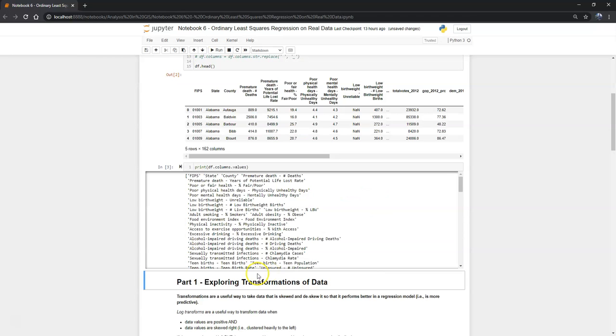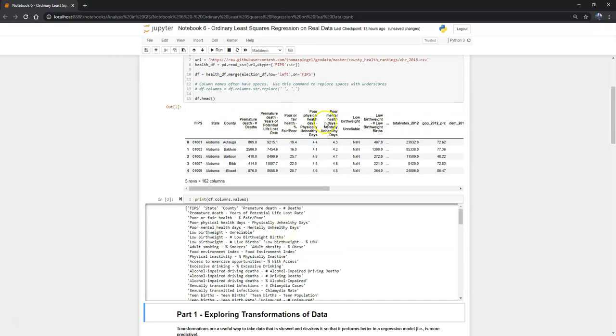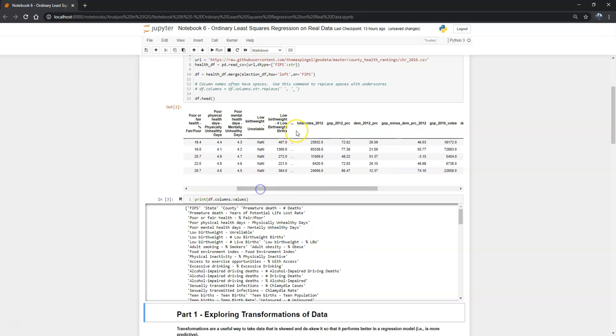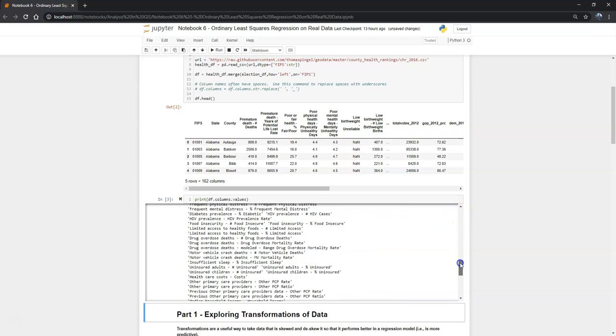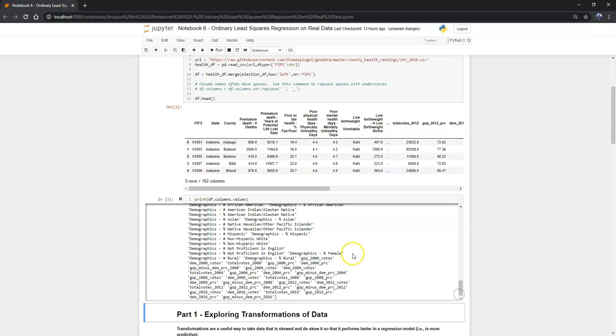And then we're just using a print statement here to take a look at the column values, basically just a big list of these, because we do have 162 columns. You can't see them all because it's suppressing the output here, because that would be kind of unwieldy. So just printing these out to the screen here, just so you can see what's in here.